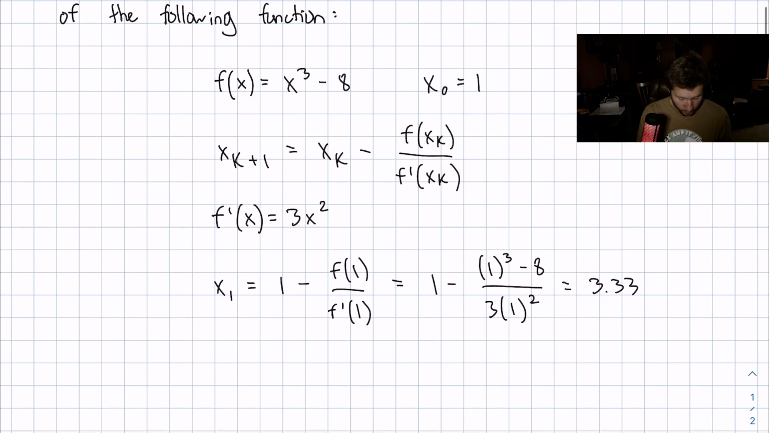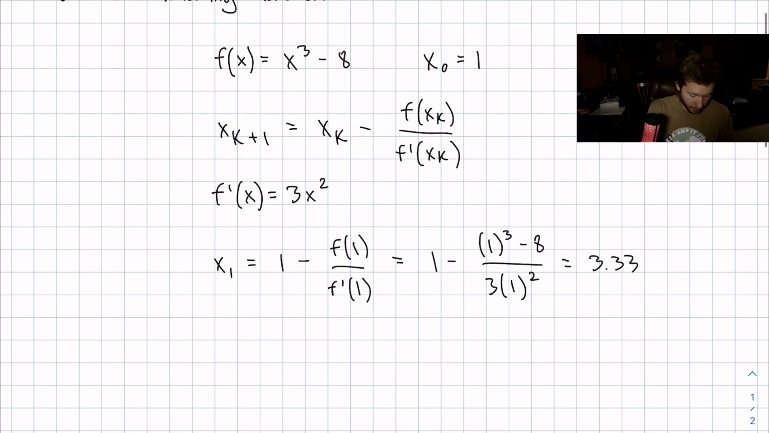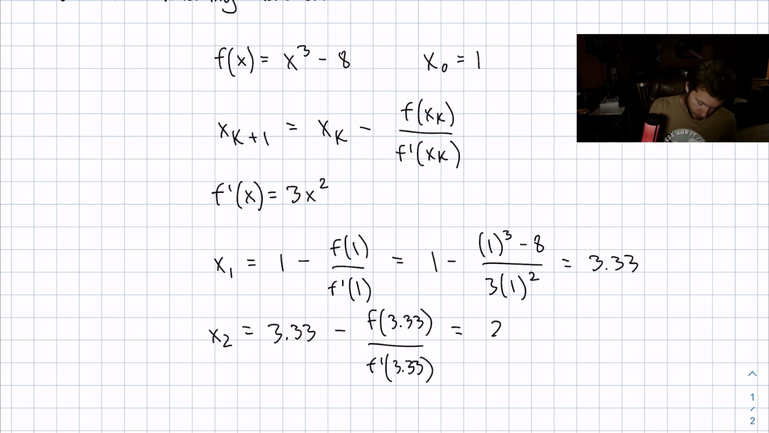So now we got x1, we can keep going and get x2 and just keep iterating. So we take 3.33 and then we plug it into our x2 equation. We'll do that: minus f of 3.33 this time over f prime of 3.33, which will give us 2.462.